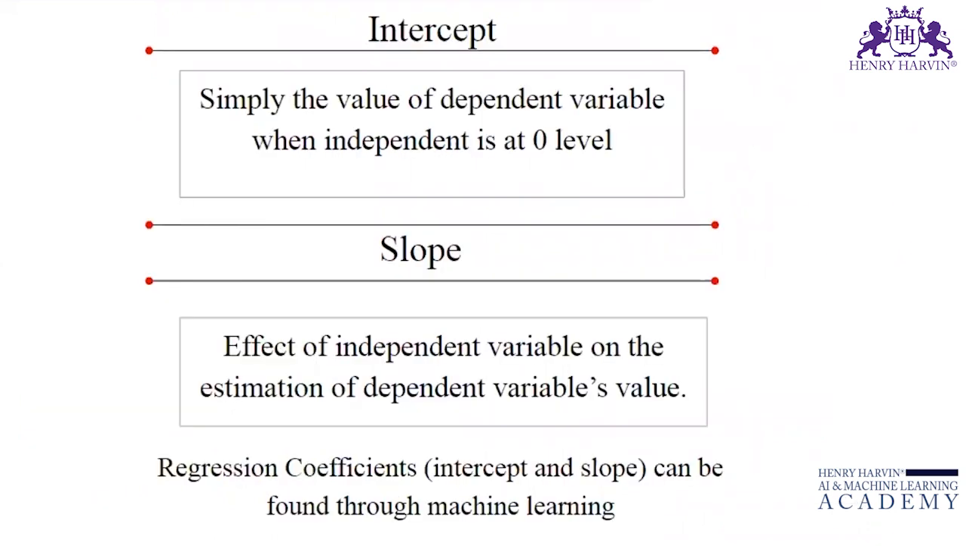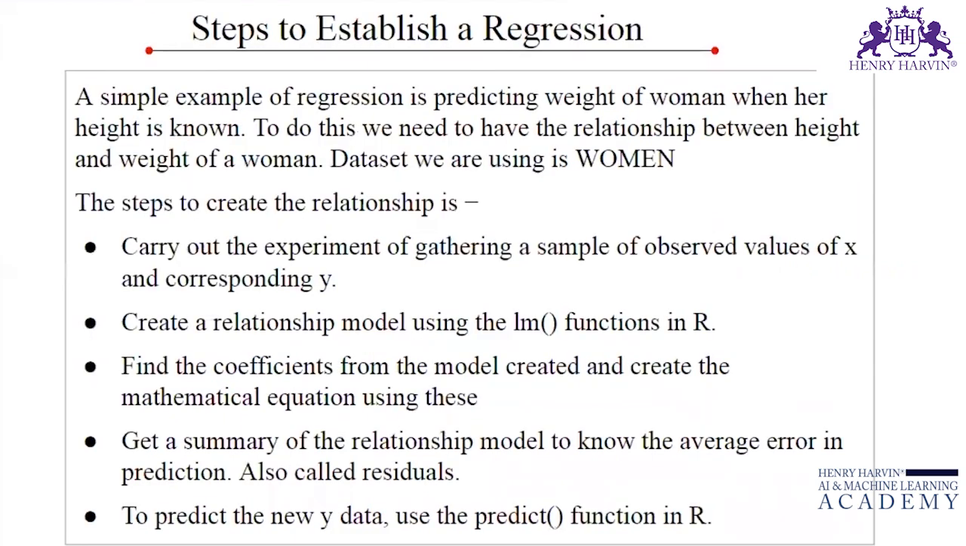So what is intercept? Intercept simply means the value of the dependent variable when the independent variable is at 0. And slope is the effect of the independent variable on the estimation of the dependent variable's value. For example, how can we establish a regression? It is very simple. Let's take a simple example of weight and height of a woman.